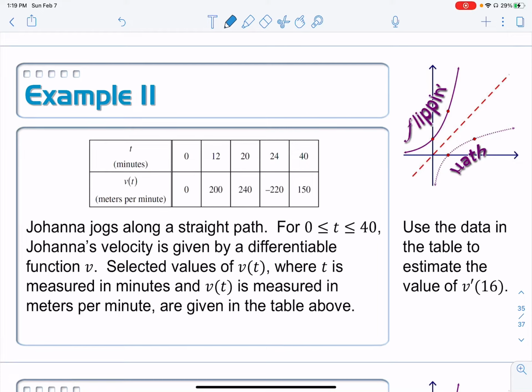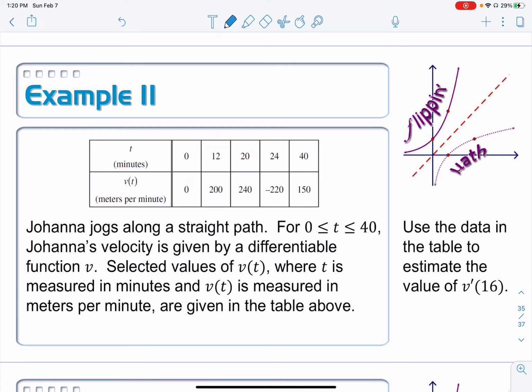All right, bear with me for one last example, yet another free response question, because who doesn't love them? So in example 11, Johanna jogs along a straight path for 0 ≤ t ≤ 40. Johanna's velocity is given by a differentiable function v. Selected values of v(t), where t is measured in minutes and v(t) is measured in meters per minute, are given in the table above.